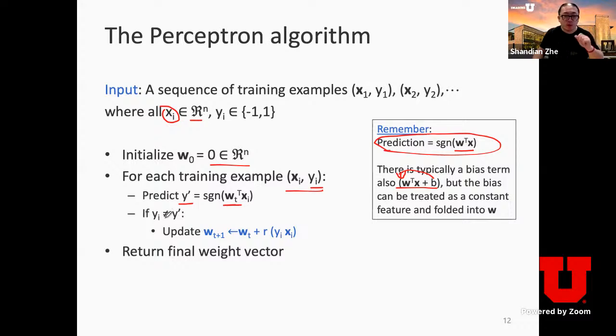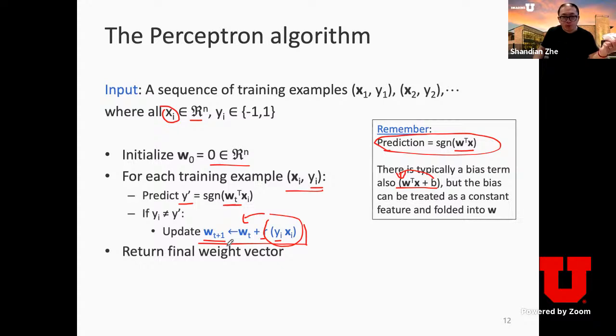Otherwise, we make an update, meaning we only update our model when we make mistakes. How can we update our model? Here is the most important part, called the Perceptron rule. We add to WT a learning rate R multiplied by yi times xi. Remember, yi is a scalar, either +1 or -1, and xi is an input feature vector. We multiply yi xi by the learning rate R, and add this portion to the current weight vector to get our updated weight vector, WT plus 1.